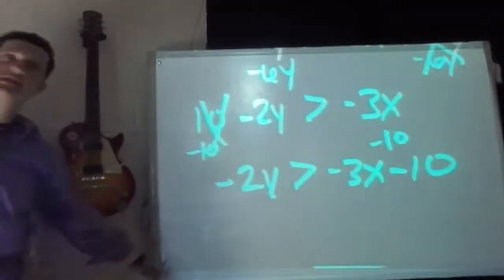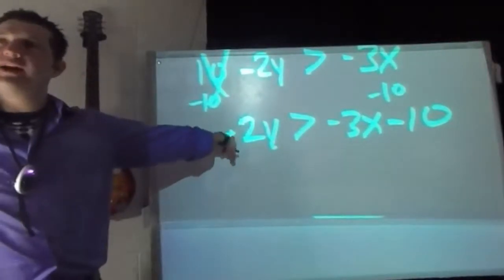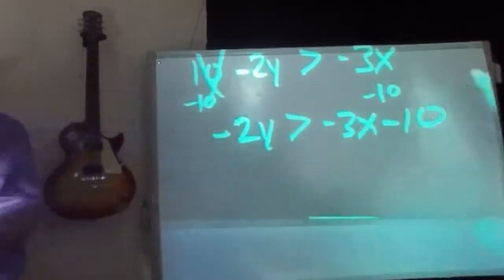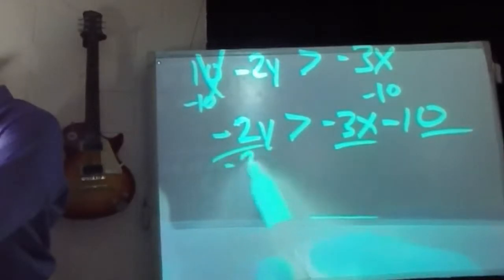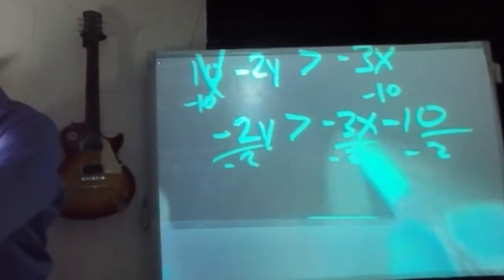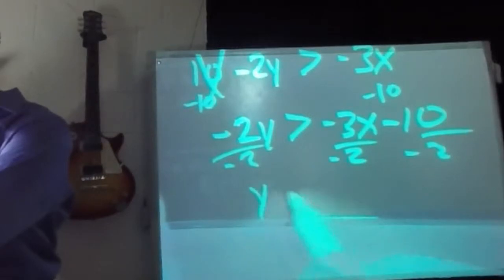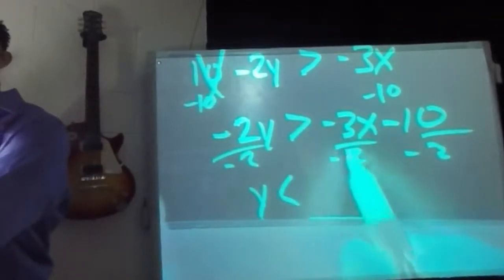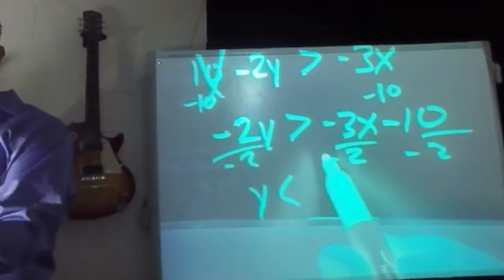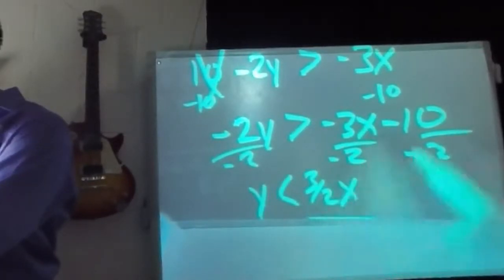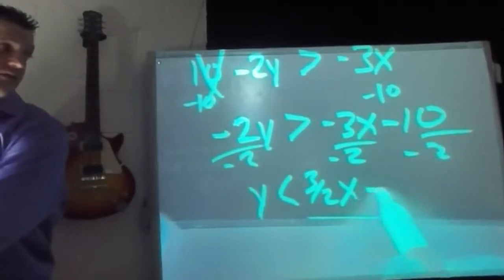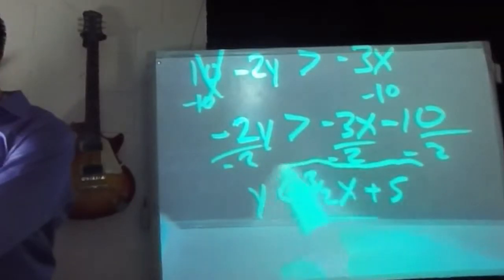And now coefficient time. Divide, divide, divide, flip the sign. And everything's negative here, so when you divide this, it's going to be all positive over here. Y, sign flip, negative 3 over negative 2 turns into really being 3 over 2. And then negative 10 over negative 2, 5. And that is it, right there.